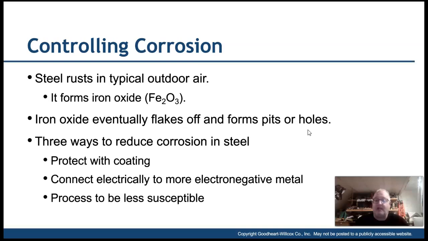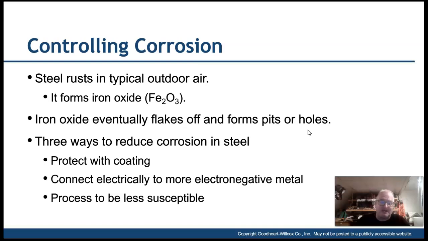So we do have three ways that we can help to reduce corrosion in steel. The first way, we can protect it with coating. So we'll talk about some of the different coatings. We can connect electrical components or electrically charged components to more electronegative type metals, and we'll talk about that. That's what we refer to as galvanic corrosion, where we're really trying to control which components will actually rust first and fail first.